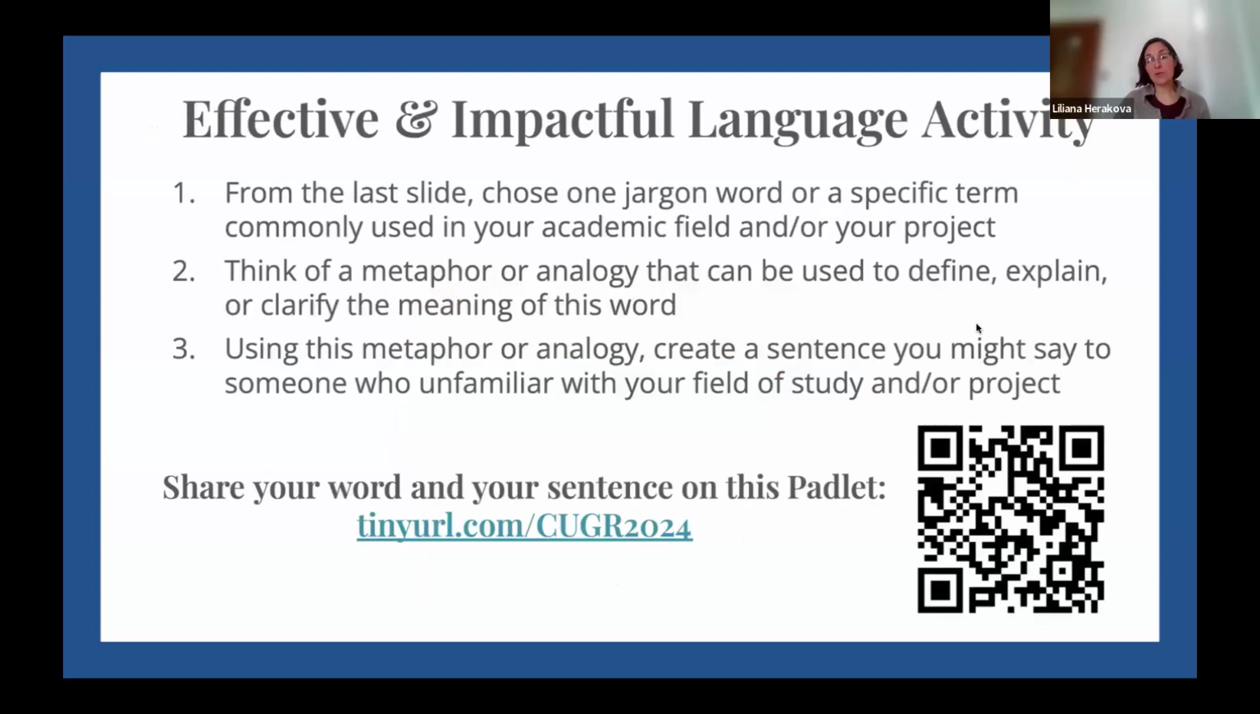One thing that I also do want to say, as you might be putting questions in the Q&A, if for whatever reason you don't want us to read your question out loud, please put that in there. We just want to be respectful of you. And I know a question in the chat was the third question. So the third one is, using this metaphor or analogy, create a sentence you might say to someone who is unfamiliar with your field of study and or project.